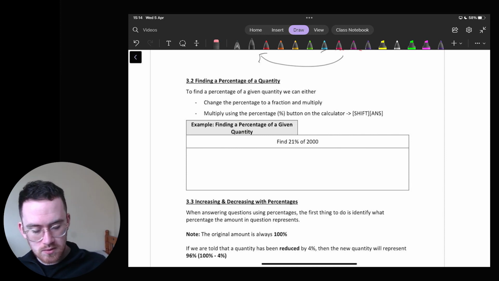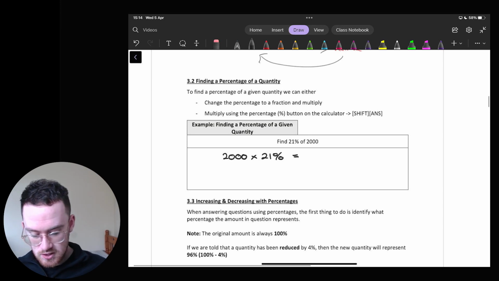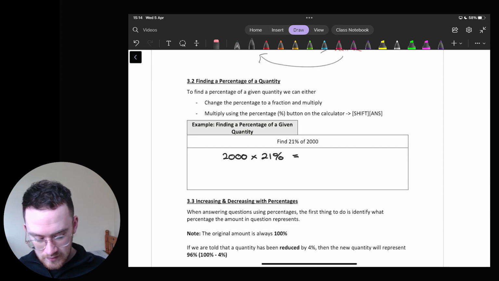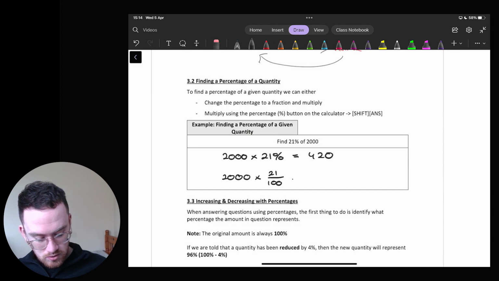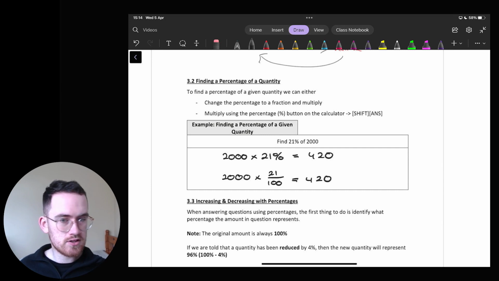So if I'm finding 21% of 2000, I can do 2000 multiplied by 21%, use my percentage button on my calculator and get my answer that way, and I get 420. Or I can do 2000 multiplied by the fraction 21 over 100, and I get the same answer. So you either use your percentage button or you don't. Don't do both. Don't change it to a fraction and use the percentage button.